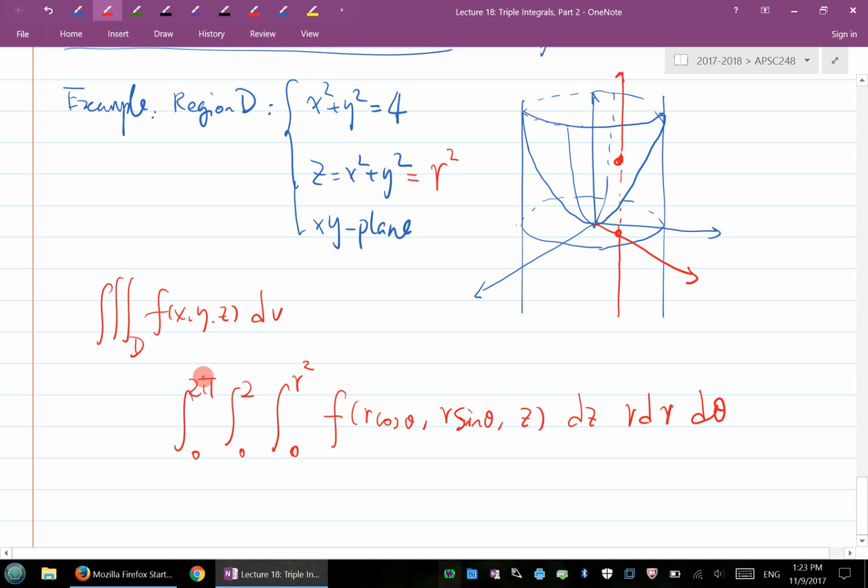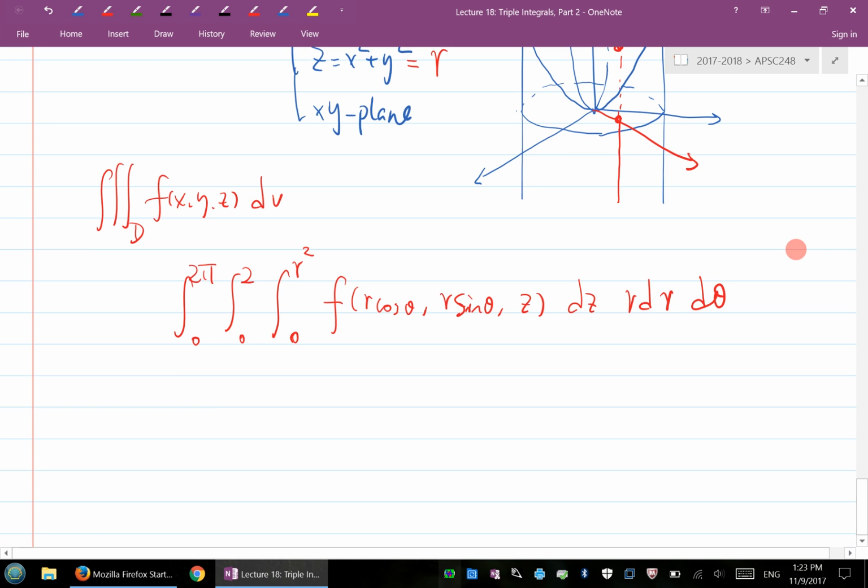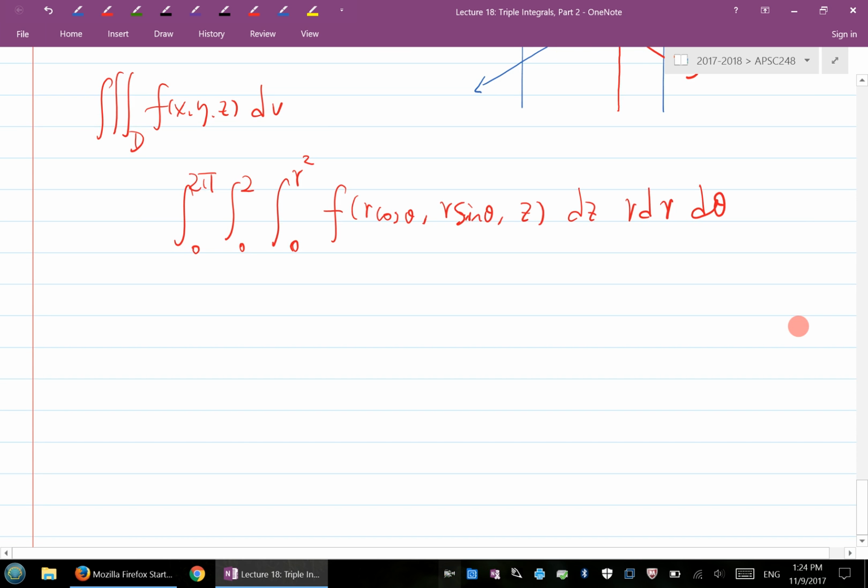Okay, so what I have exercised or demonstrated so far is always the order z, r, theta, right? Now what about, let's say, a different order of integration?